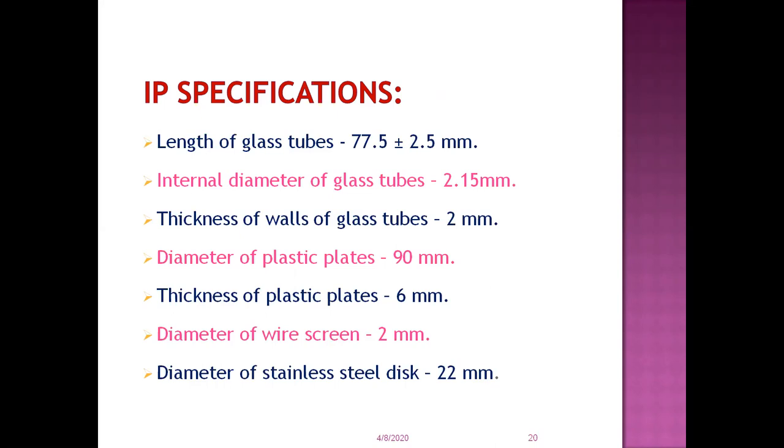What are the IP specifications? Length of glass tube, 1.5 plus 1.5 mm. Internal diameter of the glass tube should be 2.5 mm. Thickness of the walls of the glass tube, 2 mm. Diameter of plastic plates, 90 mm. Thickness of plastic plates, 10 mm. Diameter of wire string, 10 mm. Diameter of stainless steel, 10 mm.